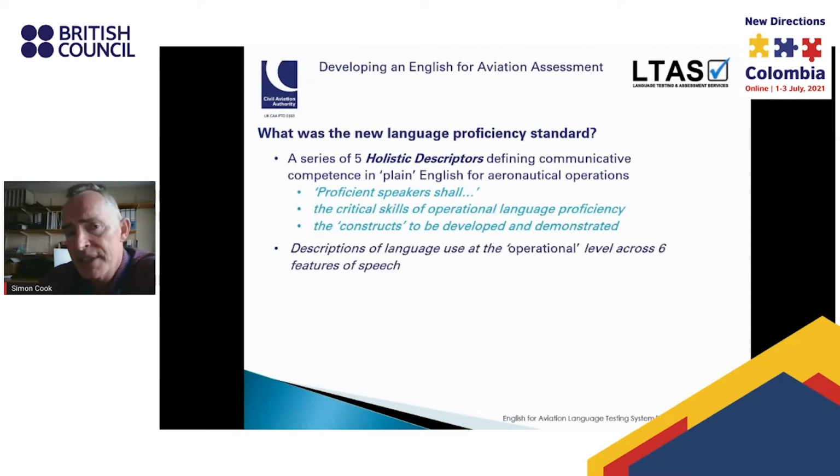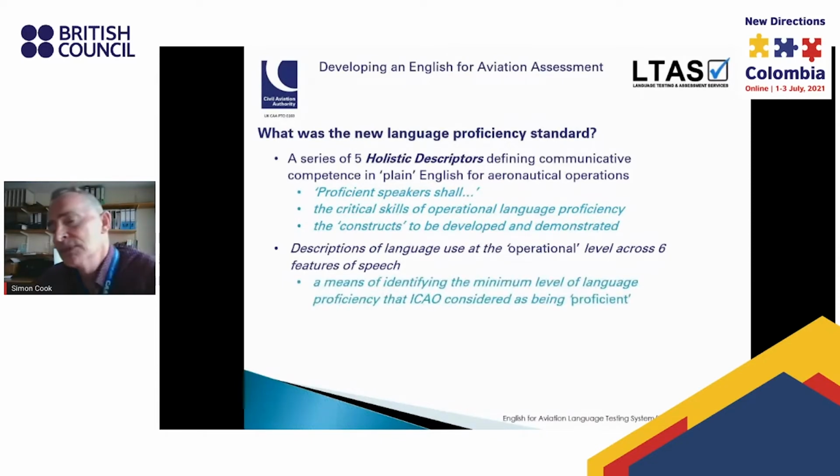Then they also established a series of descriptions as to what operational proficiency meant. Across 6 different features of speech, they created descriptors, the sort that you would see in a rating scale, to say if people have language at this level of proficiency, then they are to be deemed proficient speakers. So these rating scale descriptors became the means of identifying the minimum level of language proficiency that ICAO considered as being proficient, the minimum level that would be required.